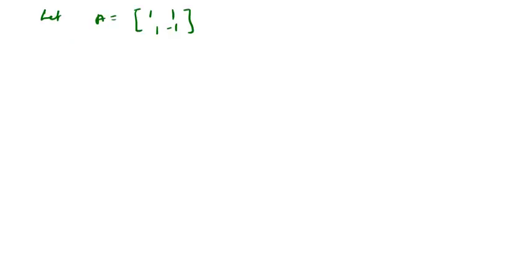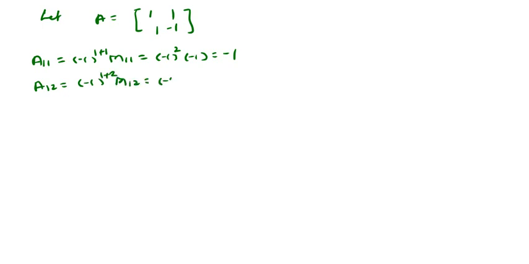Okay, so we will find this first, A11, which is (-1) raised to 1 plus 1 into M11, where M11 is the minor of the element A11. So this will be (-1) squared into the minor of the element A11, which is -1. So finally this will be -1. Again, A12 will be (-1) raised to 1 plus 2 into M12, that is (-1) raised to 3 into M12, and M12 is the minor of the element A12, which is 1. So this is again -1.